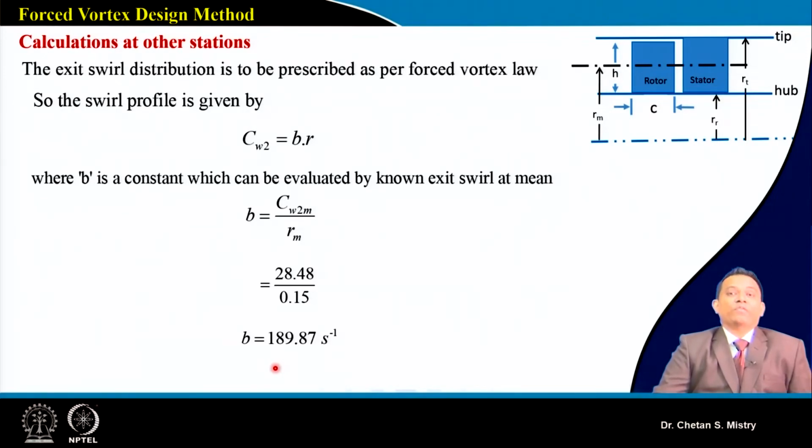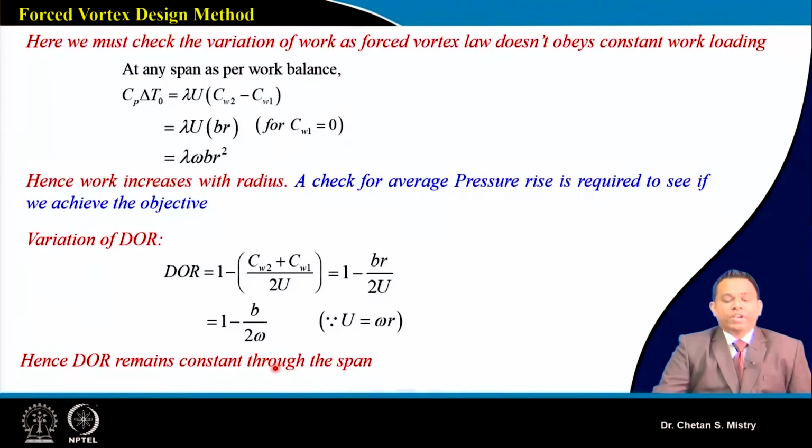So now we know our constant. In this method we need to check the variation of work, as forced vortex does not follow constant work loading. From our fundamental approach, we can say my thermodynamic work and aerodynamic work are both the same. Here Cw1 is equal to 0 and Cw2 we are putting as B into R. So you can say my work is varying with R square.